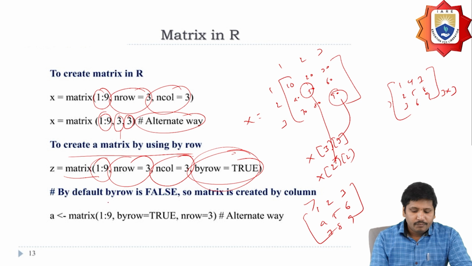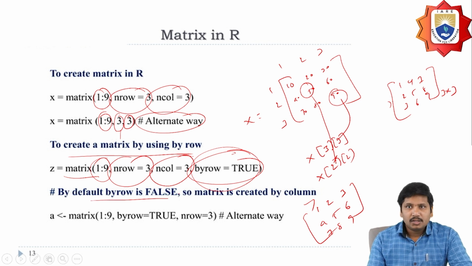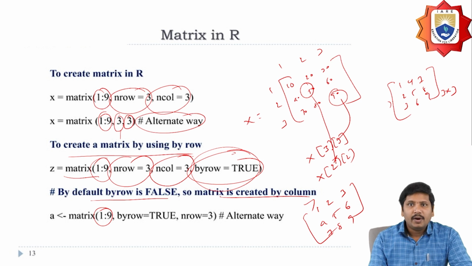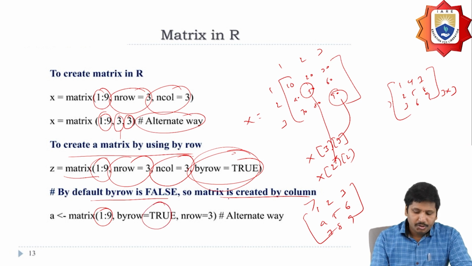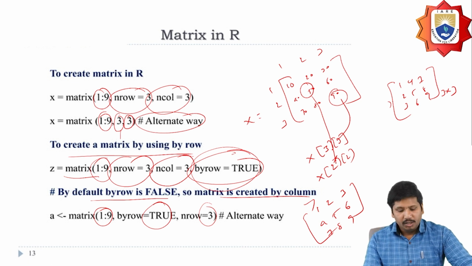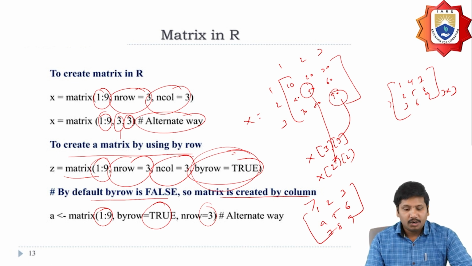By default, byrow is false, so the matrix is created by column only. So create the sequence of values, with byrow true and number of rows equal to 3. Like this we create a matrix in our programming by making use of the matrix function and the attributes nrow, ncol, and byrow.